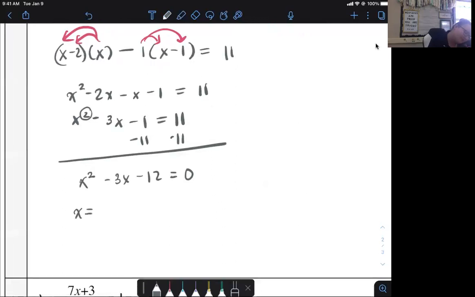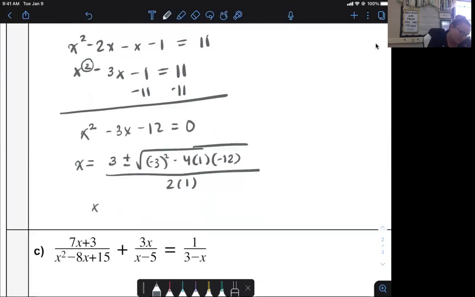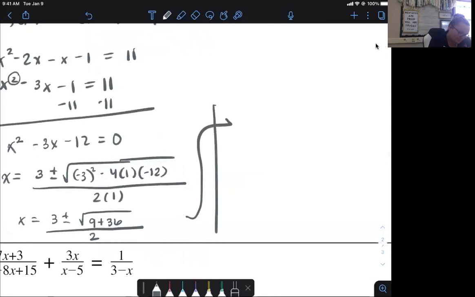x is equal to the negative of b plus or minus the square root of b squared minus 4ac, all over 2 times a. So x is equal to 3 plus or minus the square root of 9 plus 36, all over 2. Right here, this is equal to 3 plus or minus the square root of 45, all over 2.